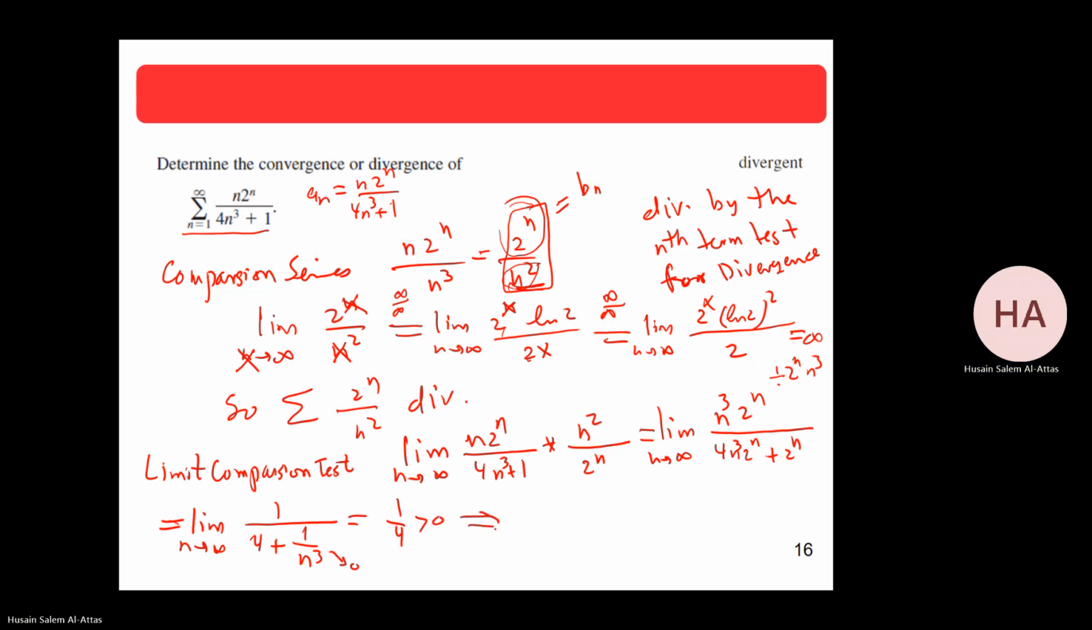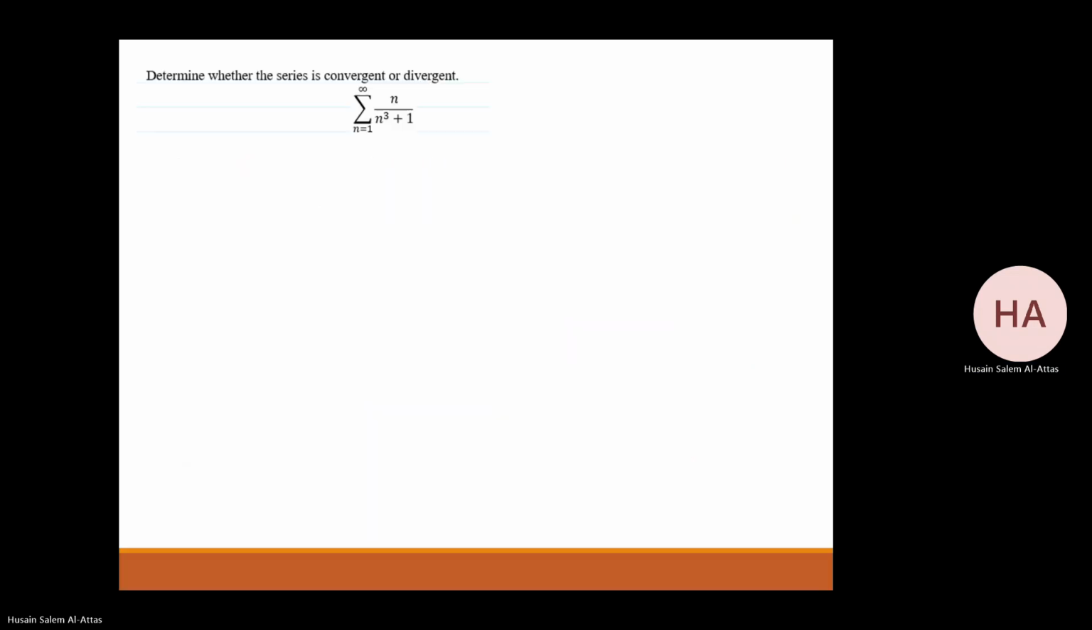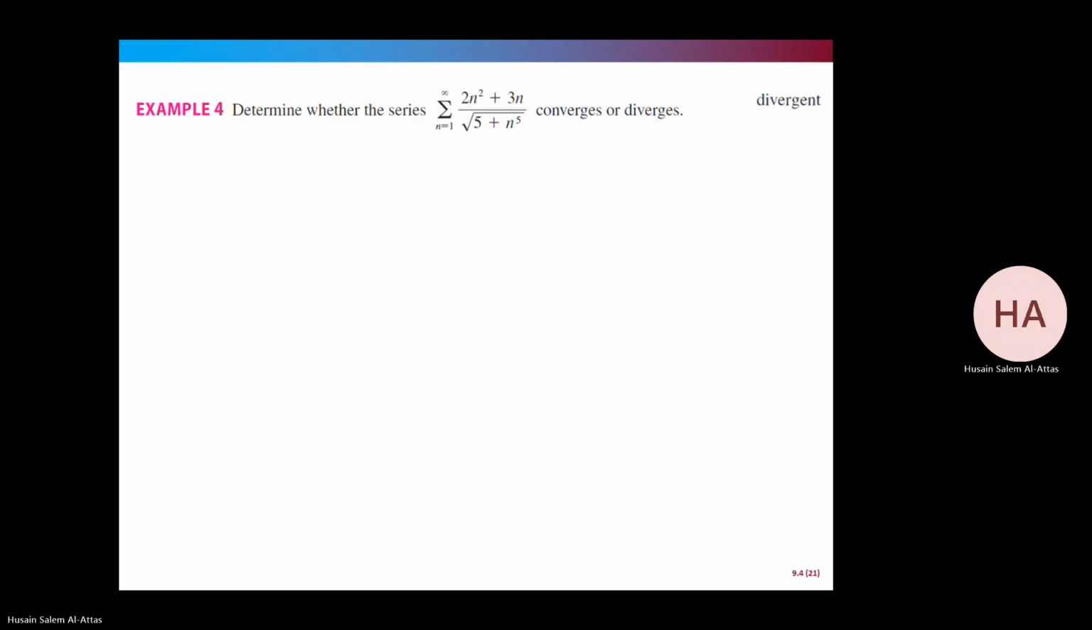So both series either diverge or converge. I know this is divergent. It means this series will diverge. Let me do more. I think the idea is very clear. I'm just doing examples.